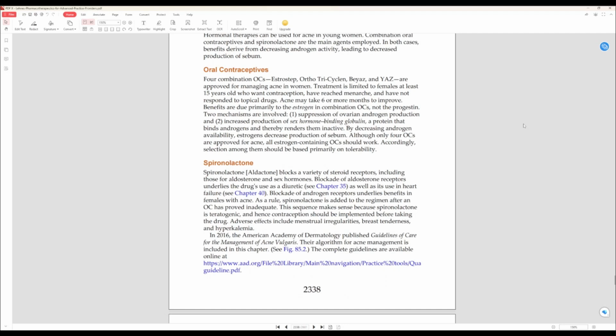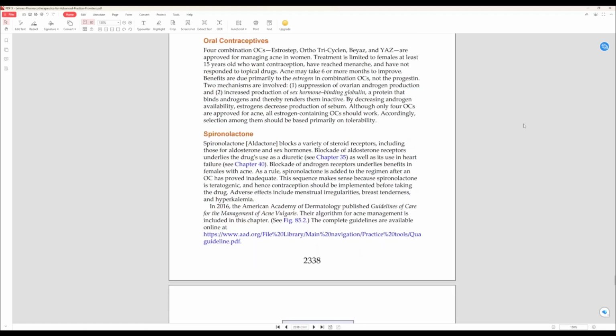Spironolactone blocks a variety of steroid receptors, including those for aldosterone and sex hormones. Blockade of aldosterone receptors underlies the drug's use as a diuretic, as well as its use in heart failure. Blockade of androgen receptors underlies benefits in females with acne.